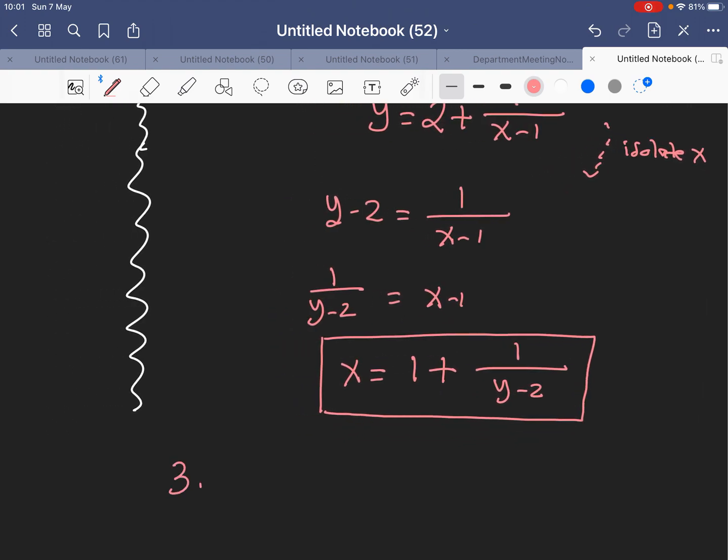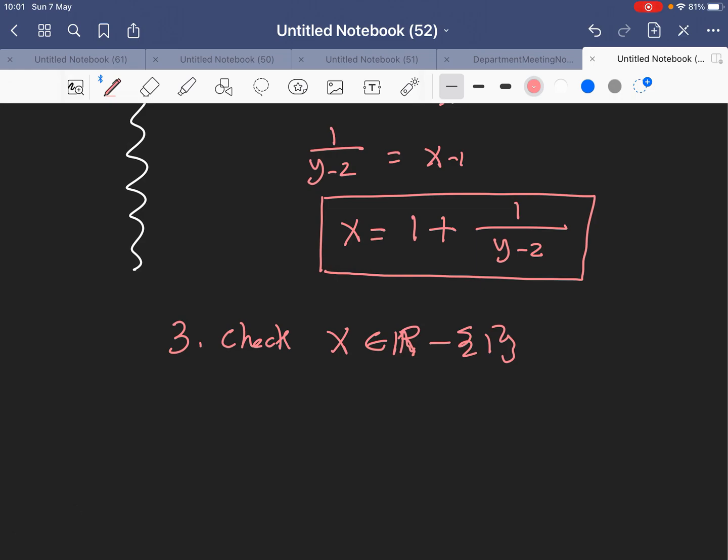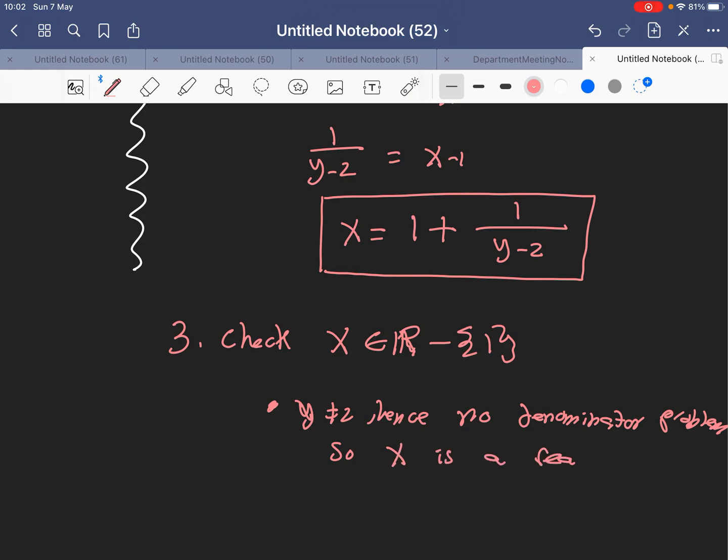Now, the third step is to check x is a real number except 1. So I don't need to use 1. First of all, we notice something. Is x a real number, or do we have a problem because we have a denominator? Of course, remember y is not equal to 2, so we have no problem with the denominator. Let me write this down. y is not equal to 2, hence no denominator problem. So x is a real number. We don't have any problems. It will be a real number.